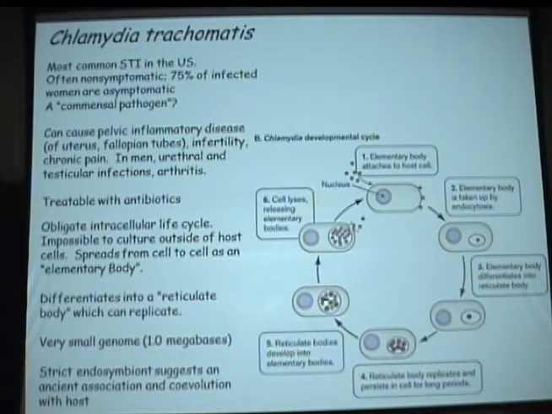And then they do replicate in a vacuole, and they can escape. They can differentiate back into an elementary body, which then can escape and infect other cells. So all replication occurs inside of human cells, and no matter how much you try, you cannot culture these things anywhere else. So once again, the strict endosymbiosis suggests an ancient association and a lot of coevolution.